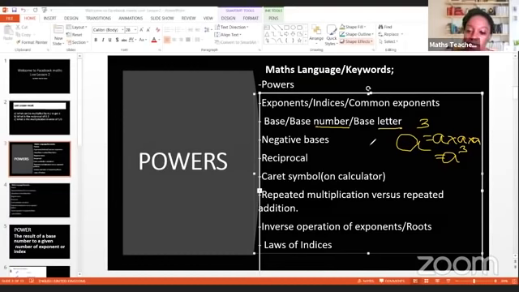However, it will make sense to talk about the negative bases. So say, for example, I'm going to write on here, you have something like -2 all cubed. What this means is -2 times -2 times -2, because it's all in the bracket. Now we know 2 times 2 times 2 is 8. However, a negative times a negative will give you a positive, and a positive times a negative will give you a negative. So this will give you a -8.